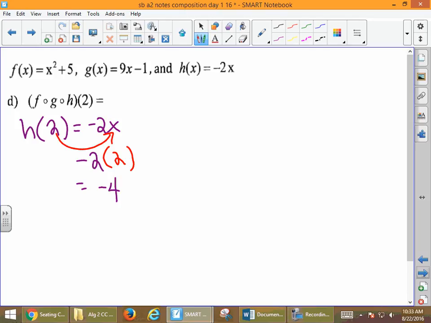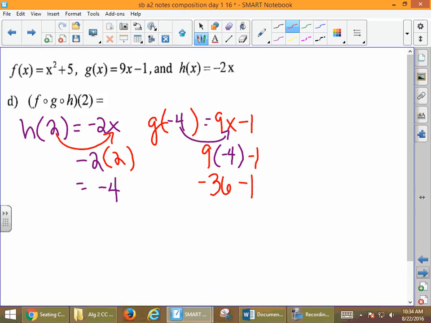We are going to use that value of negative 4, and we're going to now figure out the g. So we're moving essentially from right to left in terms of the functions that we're using. It's going to be g of negative 4, and our g function is 9x minus 1. We're going to take that value of negative 4 and put it back in. So it's 9 times negative 4 minus 1. 9 times negative 4 is negative 36 minus 1. And negative 36 minus 1 is negative 37.